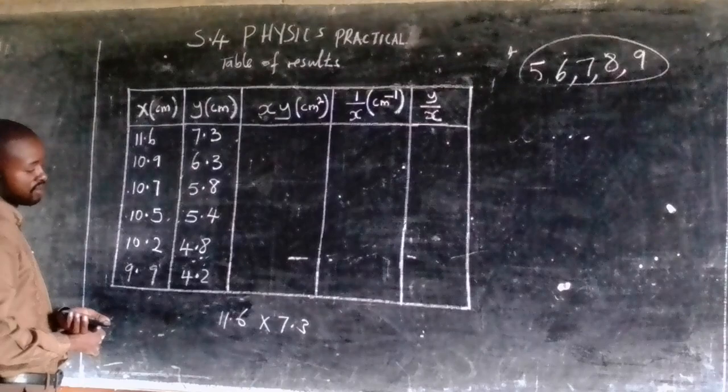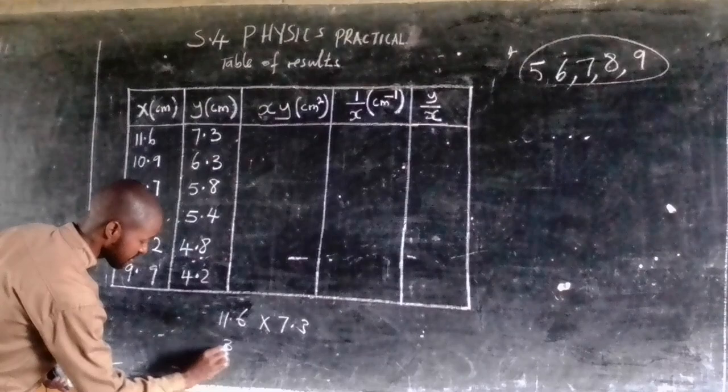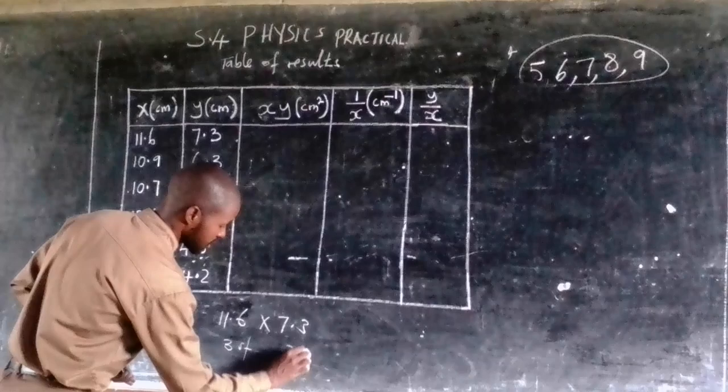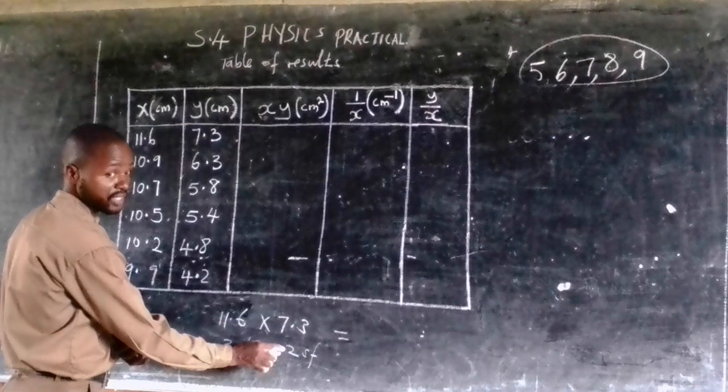So when you look at these two numbers, this one has three significant figures. This number here has three significant figures. Looking at this one, it has two significant figures. Because of that, the answer for this will have two significant figures, but not three.